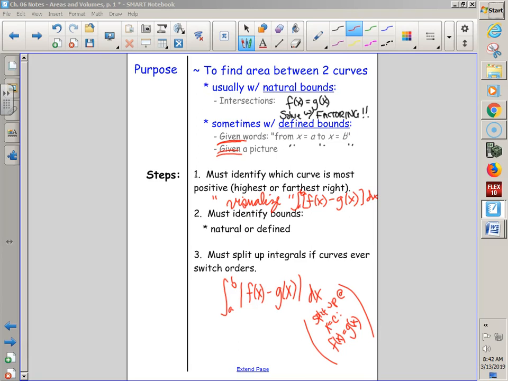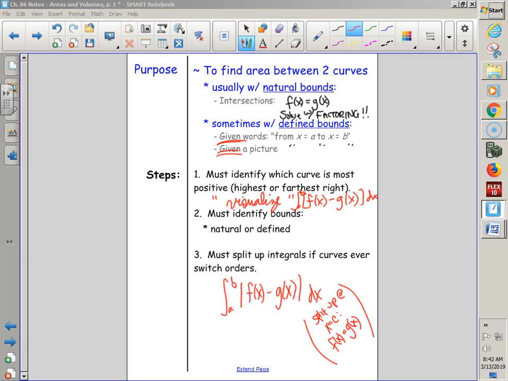We'll have to split it up. Otherwise, our orientation would be wrong. So we'd have a positive number and a negative number and a positive number all put together before we ever get to the positive-negative consideration step. So you can just think absolute value. We've always had to do that.